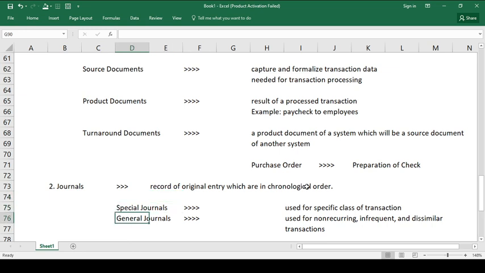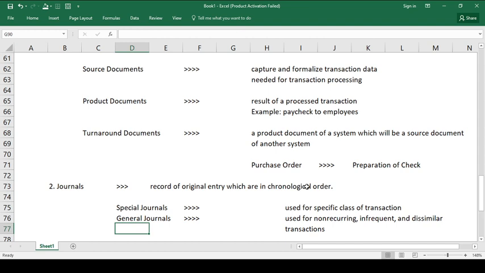We have the special journals and the general journals. Pag sinasabi po natin special journals, these are journals used for a specific class of transactions. For sure, alam naman po natin kung ano po yung mga special journals. We have the sales journals, the purchase journals, the cash receipt journals, and cash disbursement journals. These journals are used for a specific class of transaction. For example, for sales transaction, we are going to use the sales journal. All sales related transactions are recorded on that sales journal.